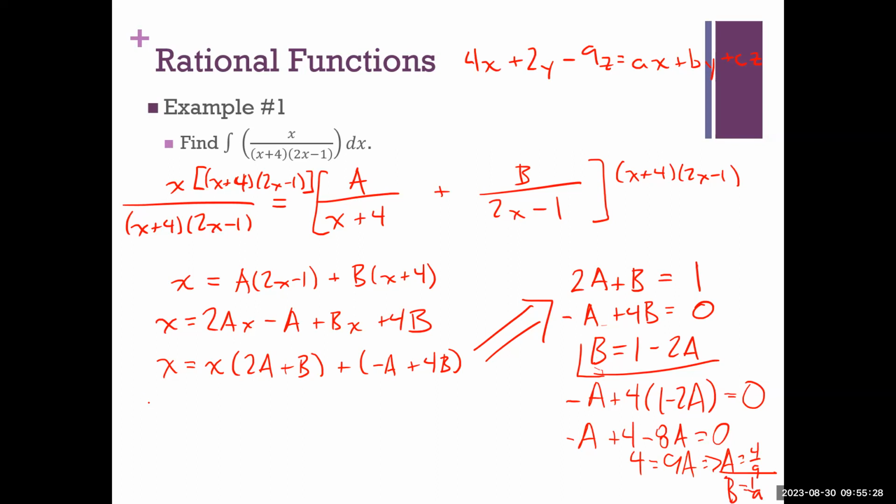And to set this up for next time, that means the integral we really want to do is this: the integral of 4/9 over x plus 4 minus 1/9 over 2x minus 1. Some of you might already see the way forward now that I've written that down, but that's basically the whole point of this process. We have no hope of doing the integral I started you with. It's a minus on a plus.